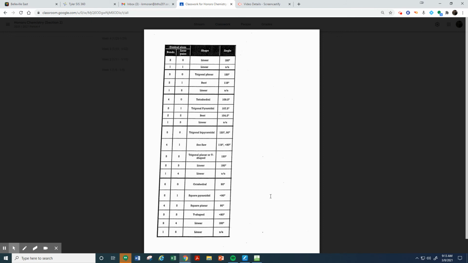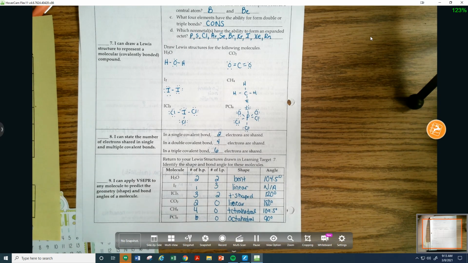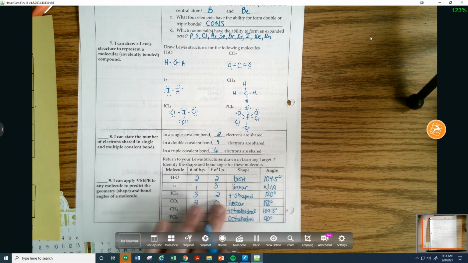So thanks for bearing with me on that one. Going back to the screen, you actually probably want to see this is how your table should finish up for VSEPR. Again, if you have questions about that, let me know.